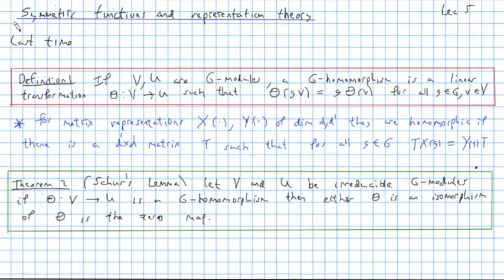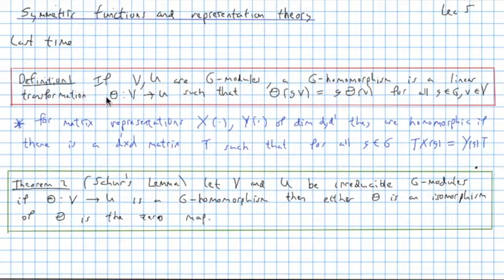Welcome everyone to the fifth lecture of symmetric functions and representation theory. So last time we talked about G-homomorphisms. These are linear transformations between G-modules that behave well with the action of the group.